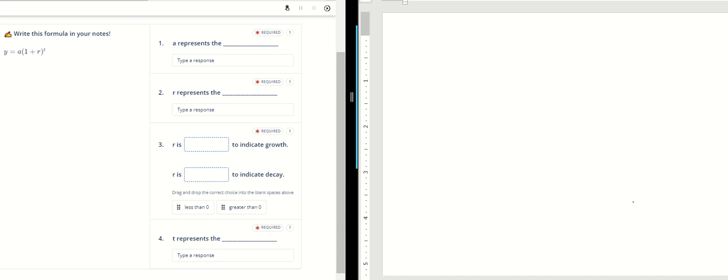We are going to learn about exponential growth and decay. And in order to do that, we need a formula as a baseline to help us calculate these things. So this is the formula for exponential growth and decay. It's y equals a times 1 plus r to the t power.